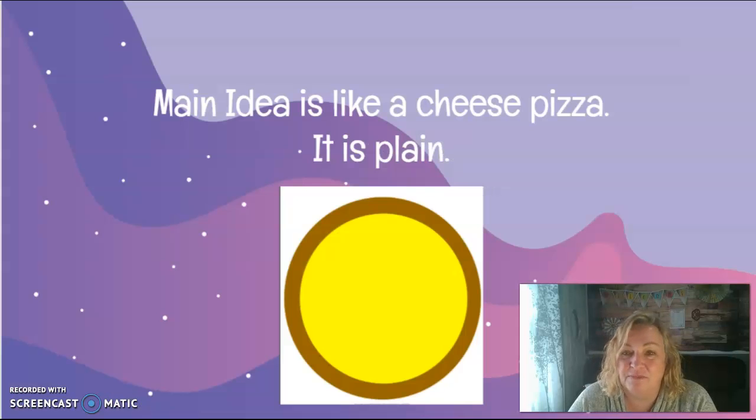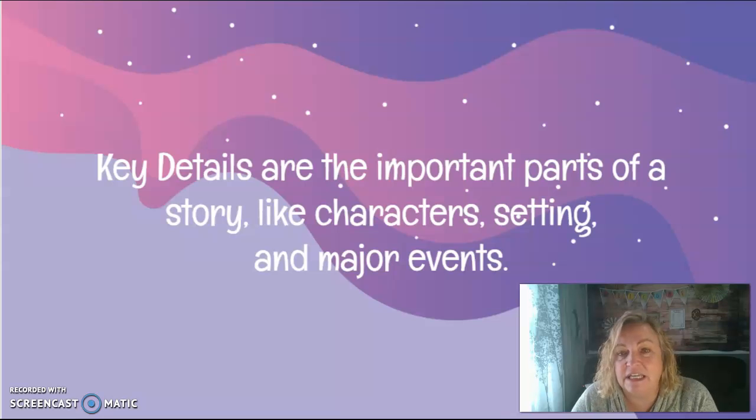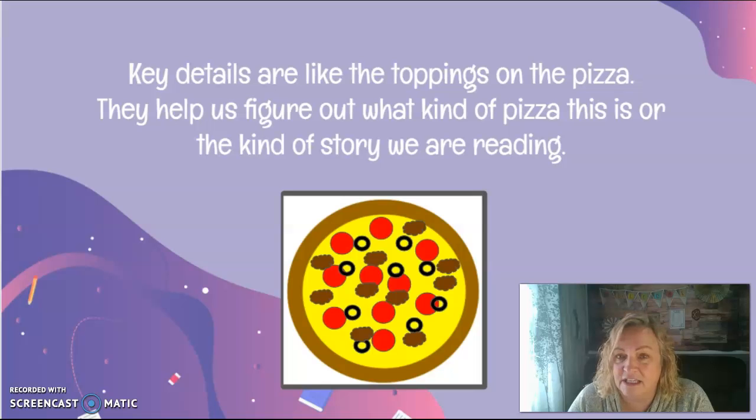So, main idea is like a cheese pizza. It's just plain. There isn't much to it. Key details are the important parts of a story, like characters, setting, and major events. The key details are like the toppings on the pizza. They help us figure out what kind of pizza this is or what kind of story we are reading.